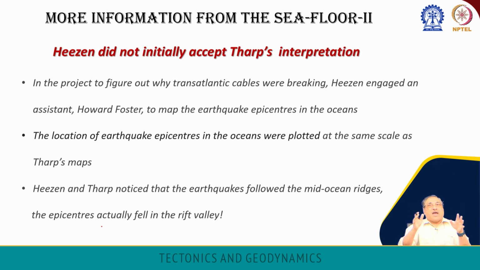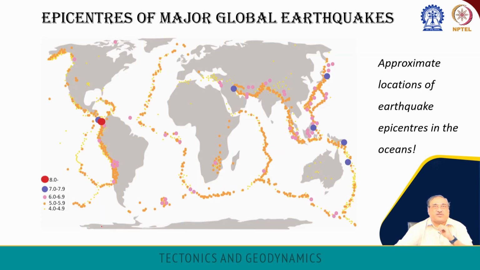Now, once this happened, it meant that the rift valleys were places where stresses were accumulating. And if stresses were accumulating in the rift valley, this implied that the rift valleys, the mountains in the middle of the oceans, were actually very active entities. They were not just passive mountains.